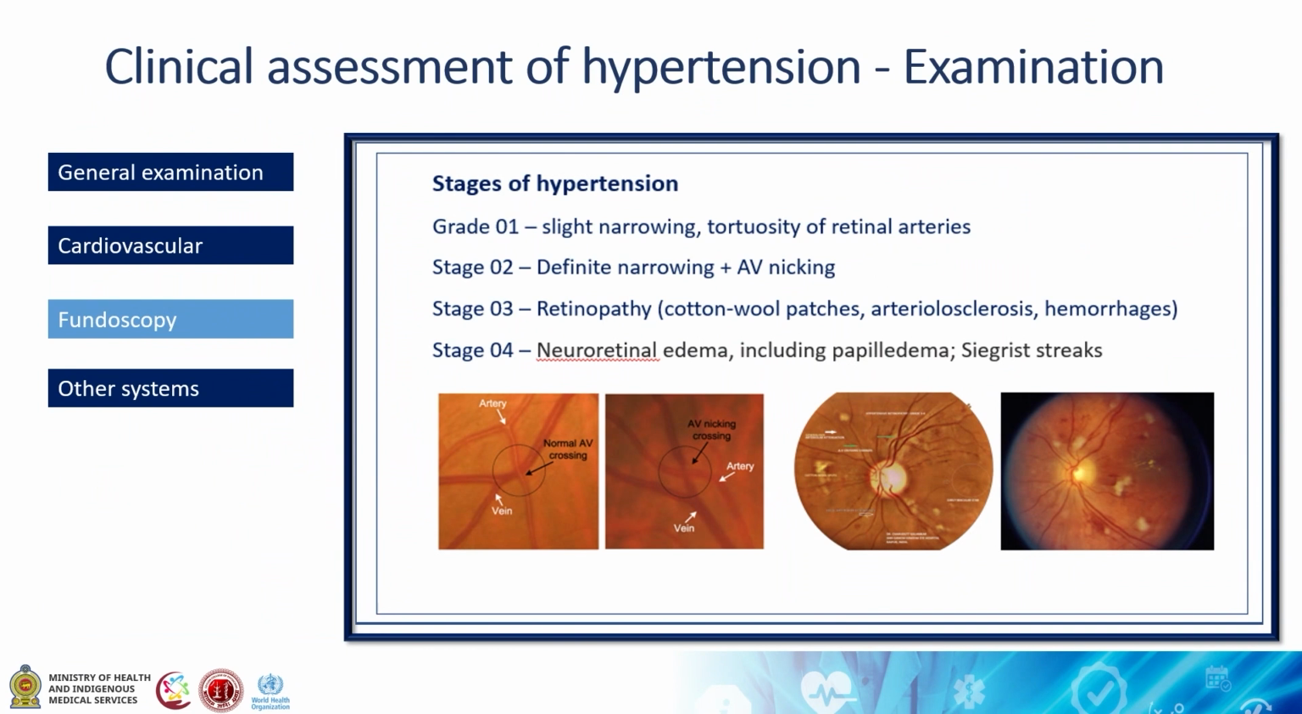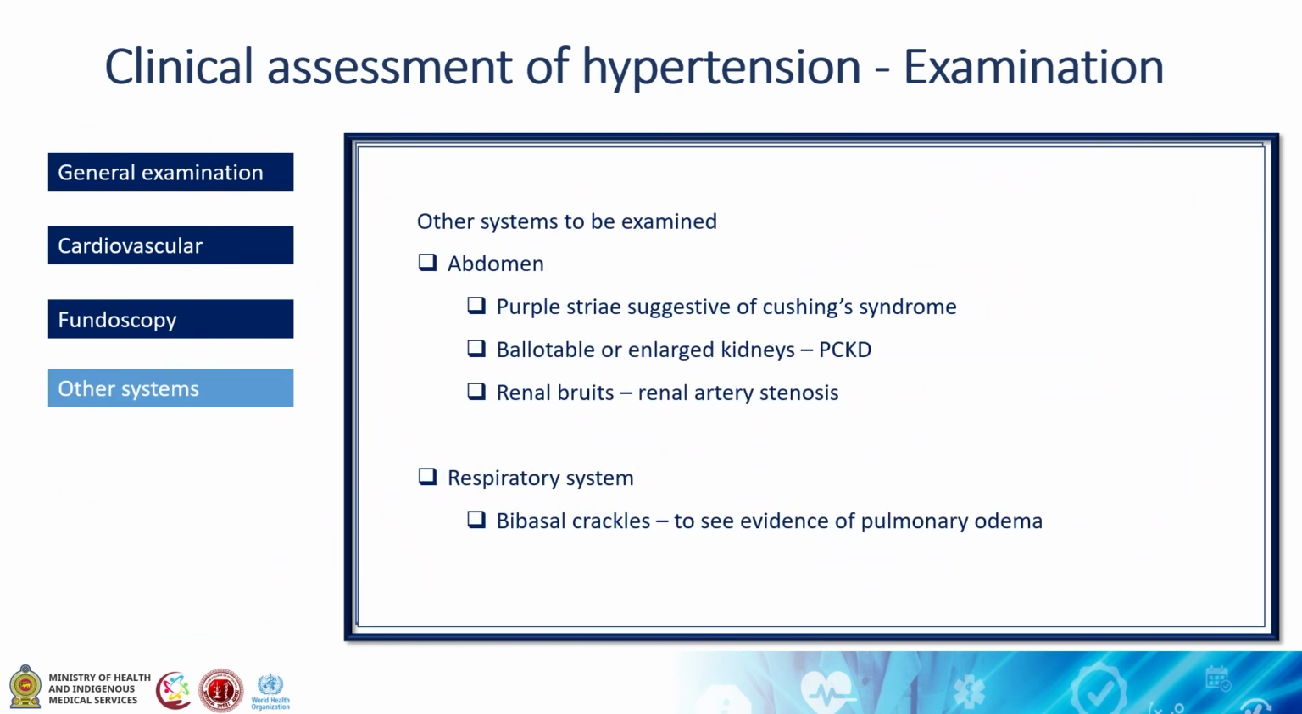Funduscopy. Stages of hypertension in the funduscopy are depicted below. Other systems. The other systems to be examined are abdomen, purple striae suggestive of Cushing's syndrome, palpable or enlarged kidneys, renal bruit, renal artery stenosis, respiratory system, bibasal crackles to see evidence of pulmonary edema.